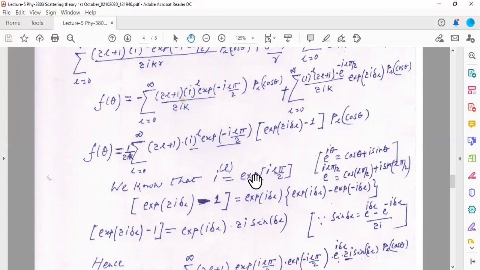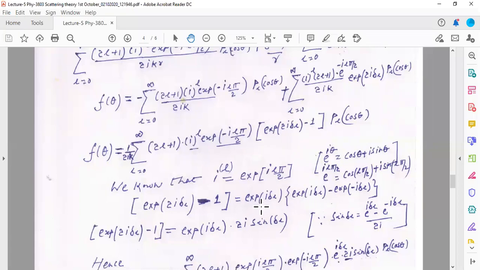For L equal to 1, 2, 3, 4, you can verify that the left hand side is equal to the right hand side. And you see I make a small arrangement here, that is exponential of 2i delta L minus 1 can be written as exponential of i delta L into the bracket exponential of i delta L minus exponential of minus i delta L. You can see this product.